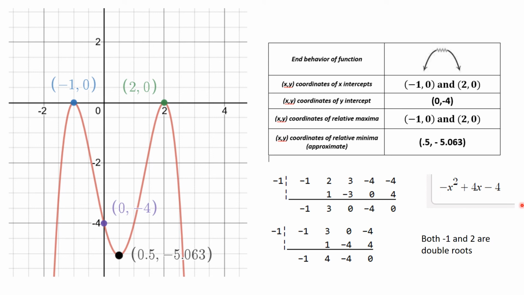So you see, and by the way, this factors nicely. This is going to be x minus 2 whole squared, and then a minus 1 in front of that. So it's minus parentheses x minus 2 whole squared. So both minus 1 and 2 are double roots. That means the picture looks like this. And those are the x-intercepts and the y-intercepts, and we know the end behavior, and we can use our calculator to determine approximately the coordinates of the relative minima. Pretty cool, huh? We really did quite a bit with this problem.